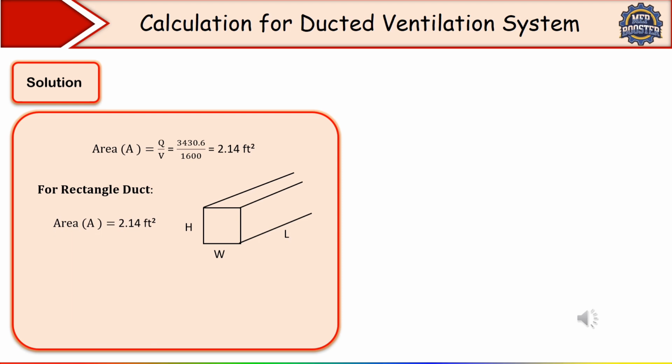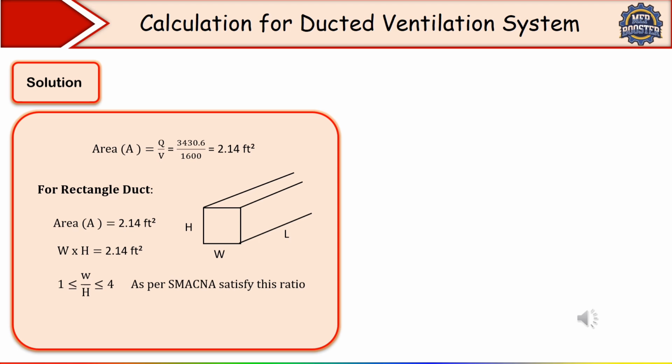Now here you have to tell me, what is the area of a rectangle? It is simple, width into height. So here you have to write down width into height is equal to 2.14. Now what do you have to do? In case of a rectangular duct, we have to satisfy this ratio. Width by height is always greater than or equal to 1 and always less than or equal to 4. As per SMACNA, we have to satisfy this ratio.